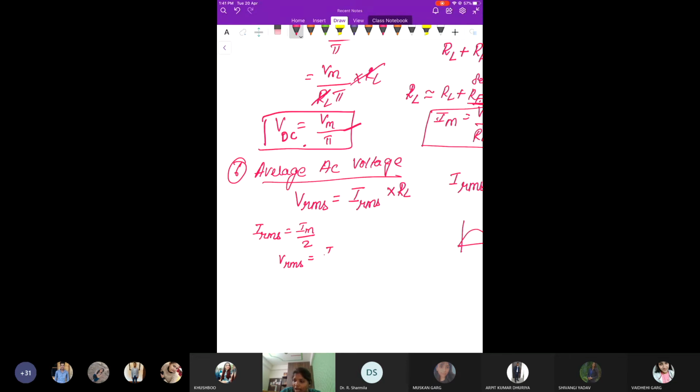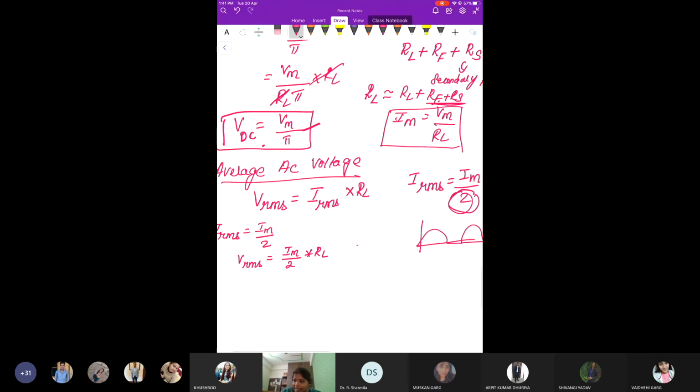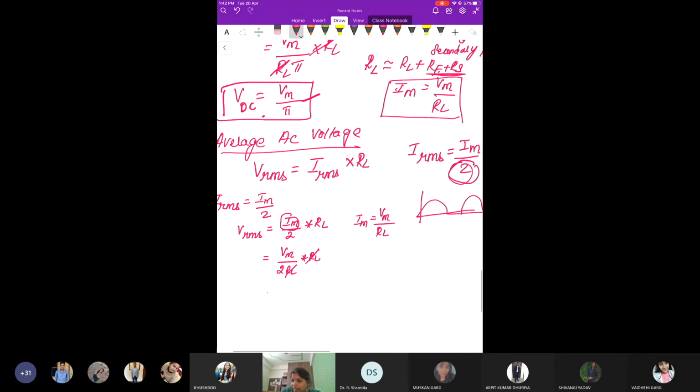VRMS is equal to Im by 2 into RL. Already I told you that Im is nothing but Vm by RL. Now what should we do? Substitute here, and you will get Vm by 2 RL into RL. So RL will cancel, and you have Vm. So this is my VRMS value.